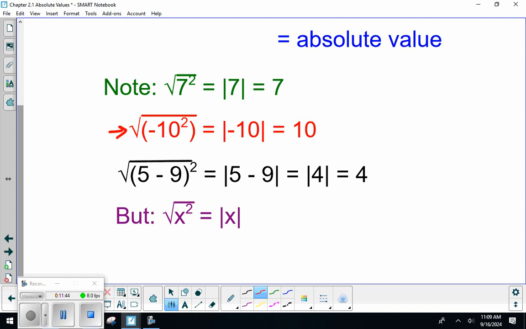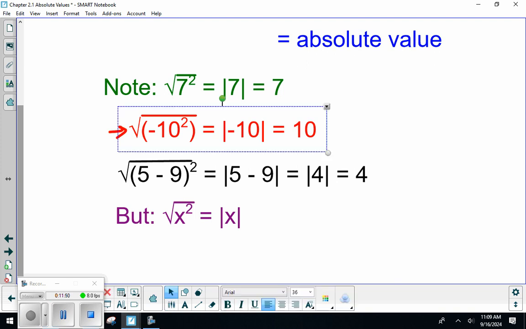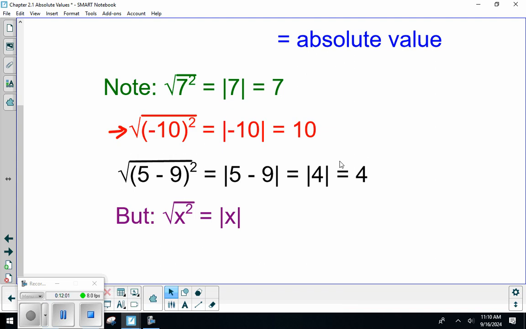But the square root of bracket minus 10 squared, apologies, that square is supposed to be on the outside. My apologies, ladies and gentlemen. I meant to fix that. Sorry. There we go. The square root of minus 10 squared is the absolute value of minus 10, which is 10. So the square root and the square cancel out, and we end up with the positive, or the absolute value, of it. So the square root of bracket 5 minus 9 squared is the absolute value of 5 minus 9, which is the absolute value of minus 4, which is 4.